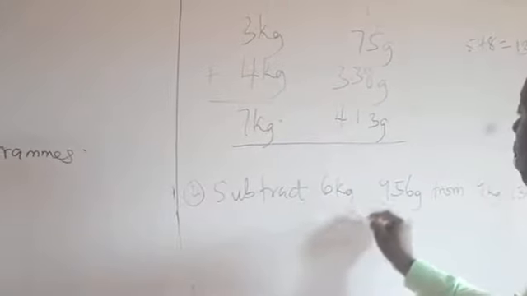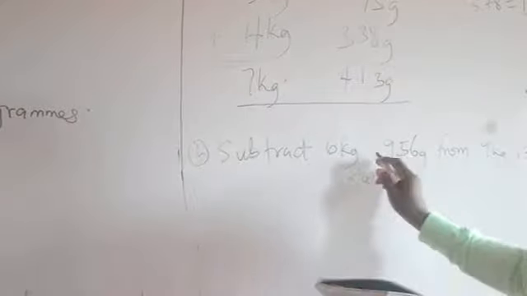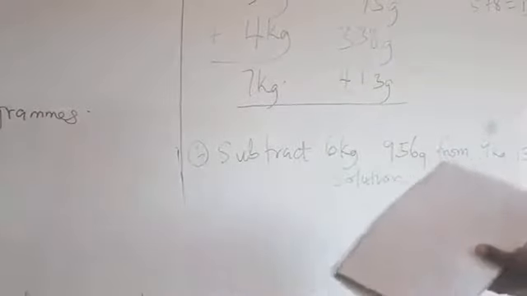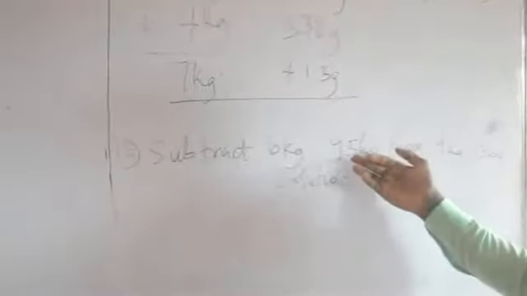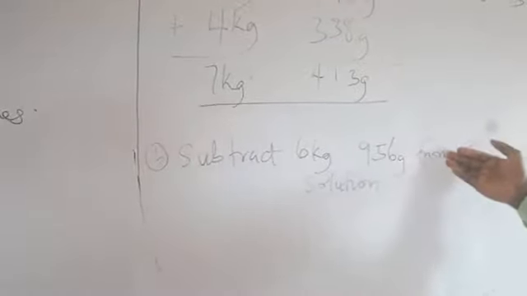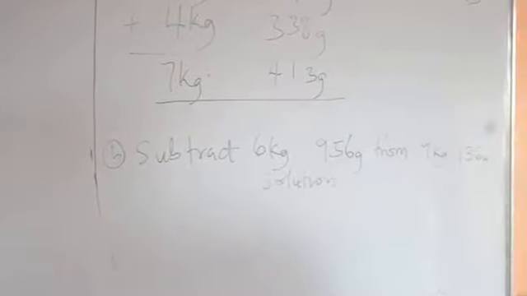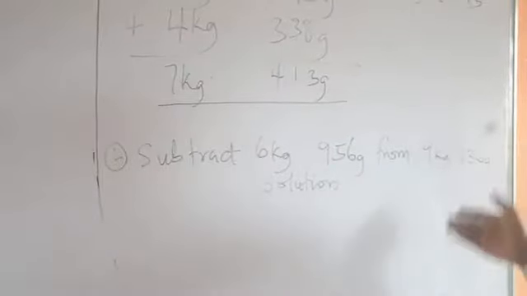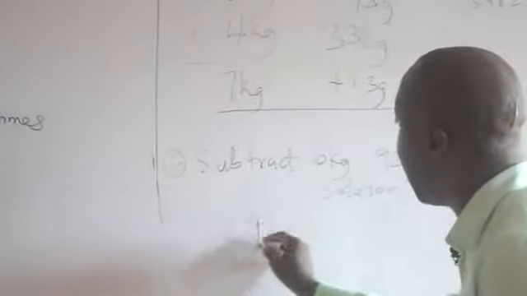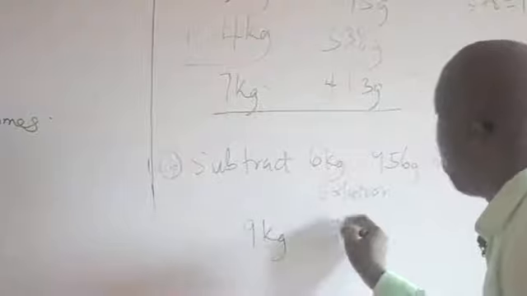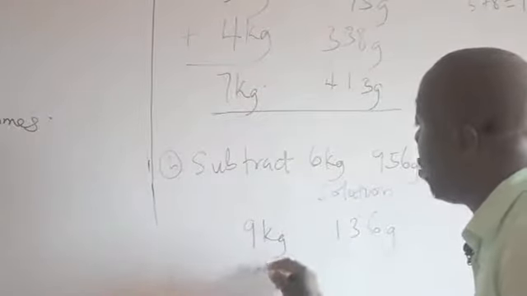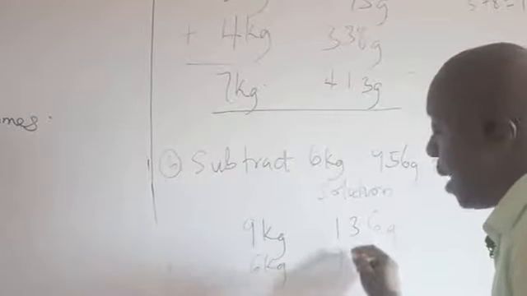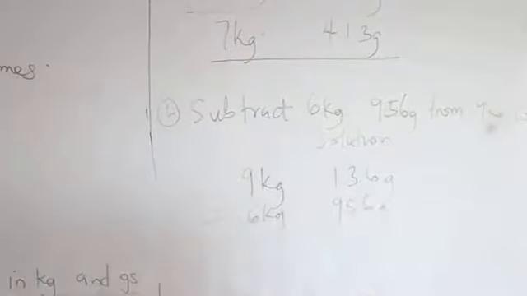Solution. The question says that we should subtract 6 kilogram 956 gram from 9 kilogram 136 gram. Solution. So we arrange our values. 9 kilogram 136 gram minus 6 kilogram 956 gram.